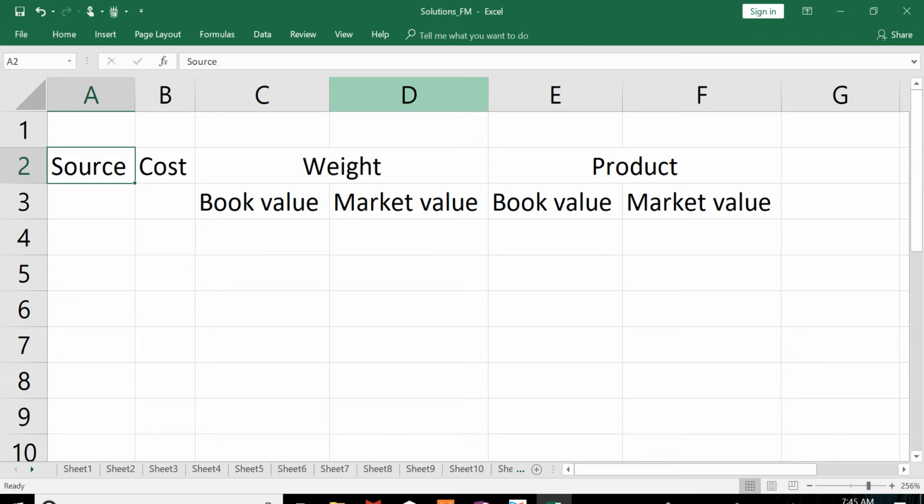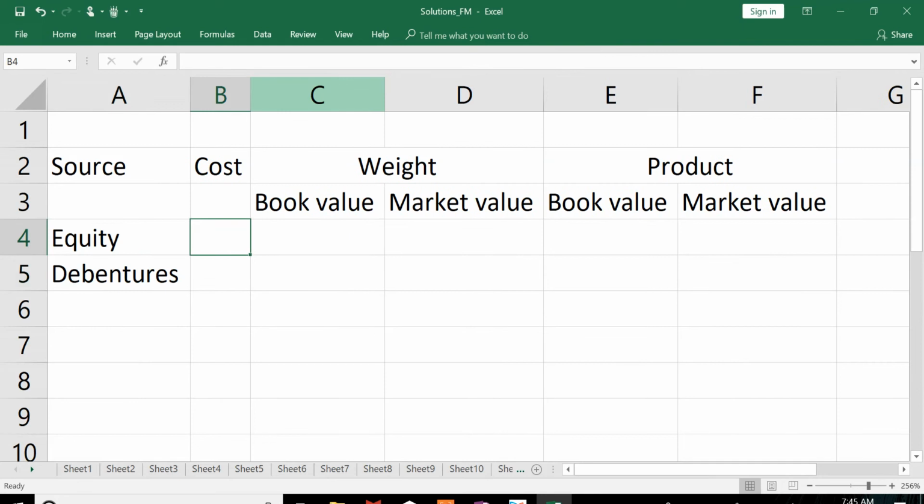Now listen, for firm B, what are the various components of capital? No need to see the question, see your working note. Equity and debentures. What was the cost of equity we had calculated? 20. And debentures, 4%. Clear? Now, for book value, go to the question and see the balance sheet value. Whatever is the value, that is book value. What is the value of equity? 2 lakh. What is the value of debentures?